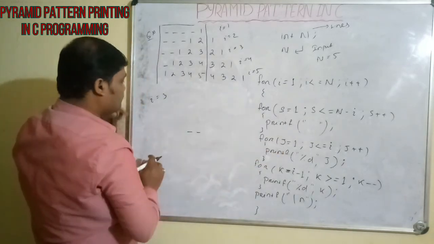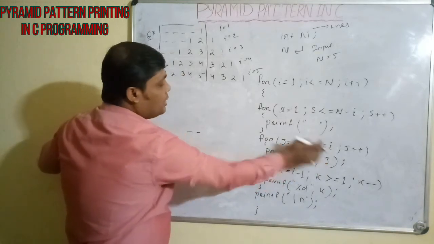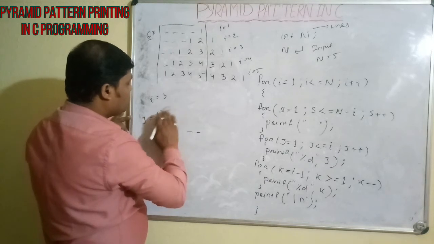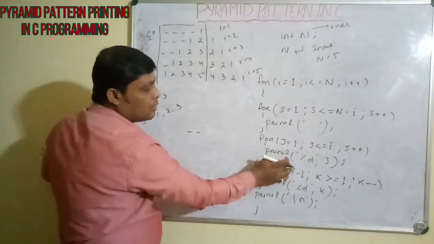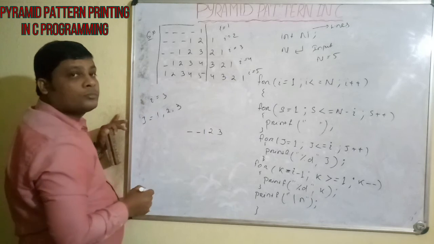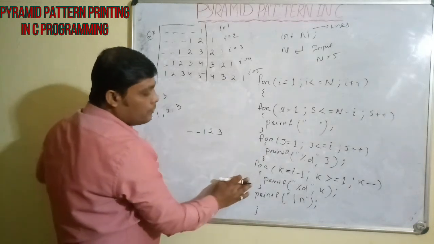Now come to this J loop. J equal to 1, J less than equal to I, where I value is 3. So J will work for 1, 2, 3. For 3 values it will work, and it will print the J value. That means it will print 1, 2, 3. When J value will be 4, it will go out of this loop.